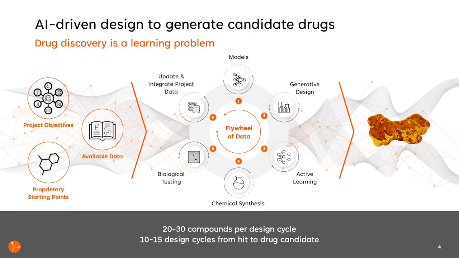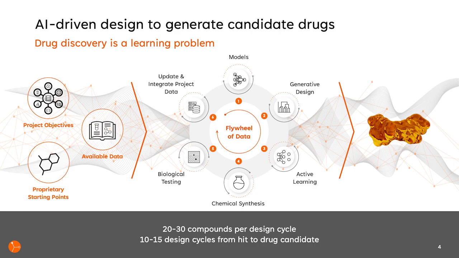But this slide really shows you how Exscientia works and how we use our AI in drug design. On the left-hand side, you start with our project objectives, what we try to do with the drug discovery project. We look at available data, and often that'll be public data, so it could be data that's in the likes of ChEMBL. And we maybe have some proprietary starting points. And then we do this design-make-test cycle, and we call it a flywheel of data here.